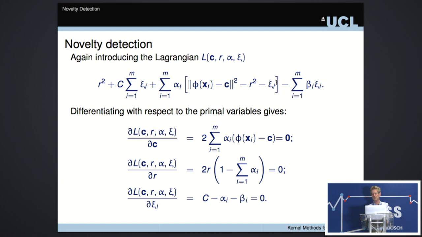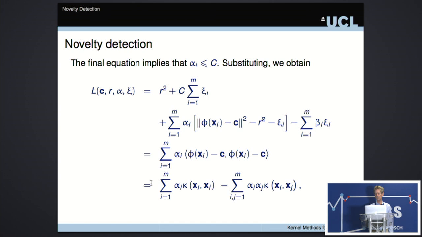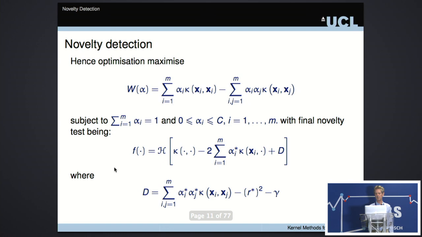We take the derivatives with respect to the primal variables, set them equal to zero, and use those equations to substitute back into this expression to remove the primal variables, and we end up with this expression here, which is the objective of the new optimization. This is the thing that we are attempting to minimize, subject to the constraints that have also come out of setting those derivatives equal to zero: that the sum of the alpha I is equal to one, and zero is less than or equal to alpha I, which is less than or equal to C.